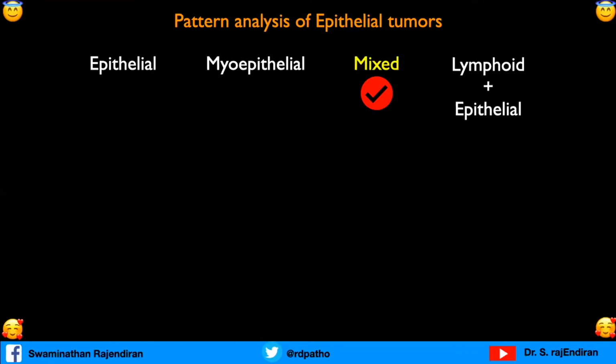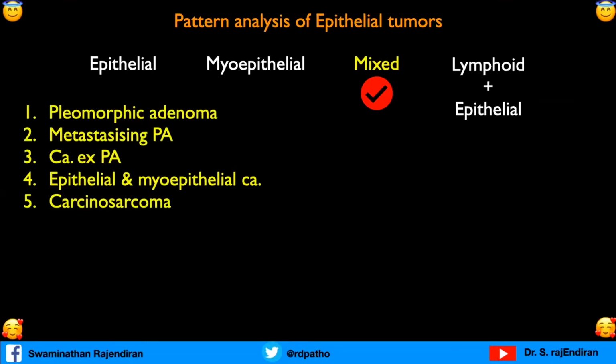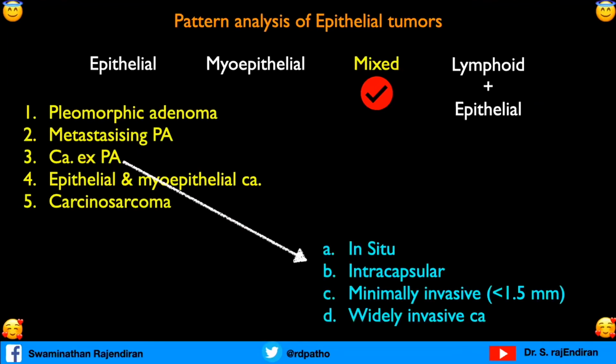Now we are moving to mixed tumors: pleomorphic adenoma, metastasizing pleomorphic adenoma, carcinoma ex pleomorphic adenoma, epithelial myoepithelial carcinoma, and carcinosarcoma. They are the main components of mixed tumors. And carcinoma ex pleomorphic adenoma, there are 4 components. Okay, in situ, intracapsular, minimally invasive.